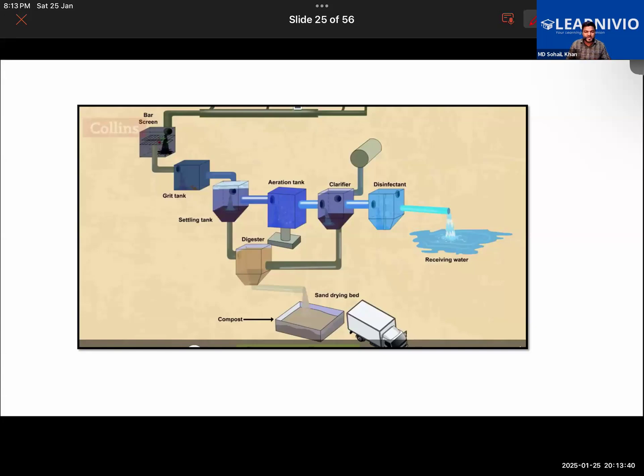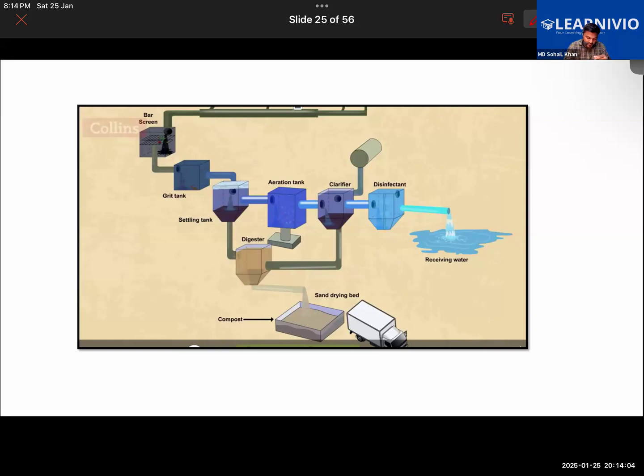After this, the sludge will be transferred to an aeration tank, as you can see here. It is transferred to an aeration tank where it is decomposed with the help of bacteria, and air is pumped to assist aerobic bacteria to grow in this. And bacteria will consume the unwanted matter that is still remaining in the water.